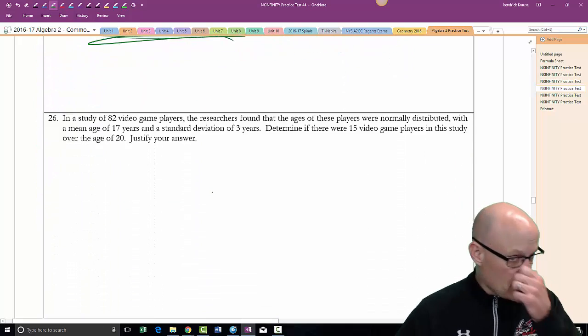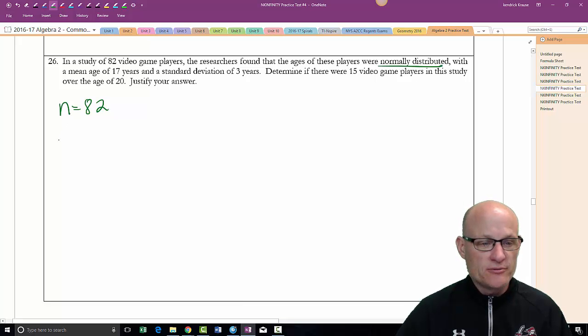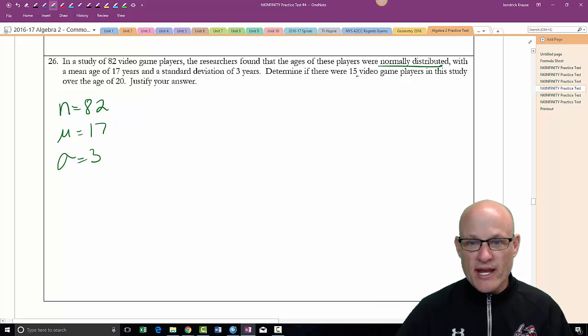In a study of 82 video game players, so n equals 82, the ages of players were normally distributed with a mean age of 17 and a standard deviation of 3 years. Determine if there were 15 video game players in the study over the age of 20.